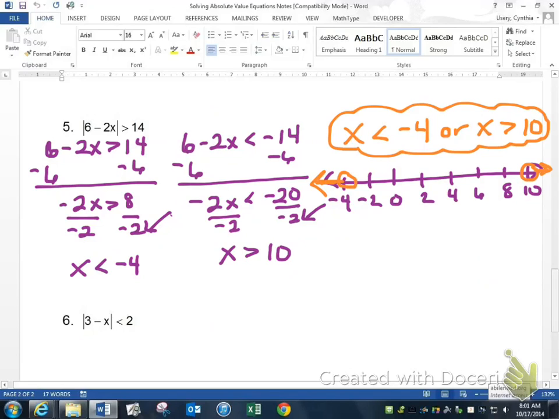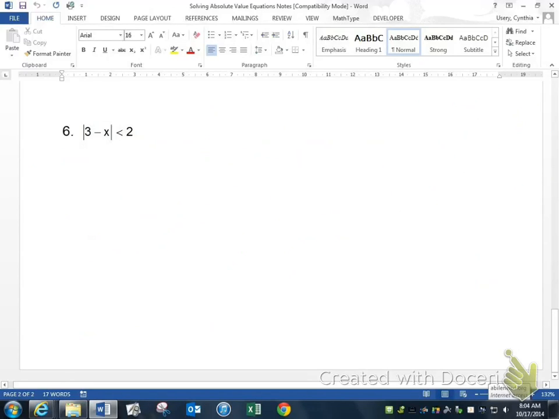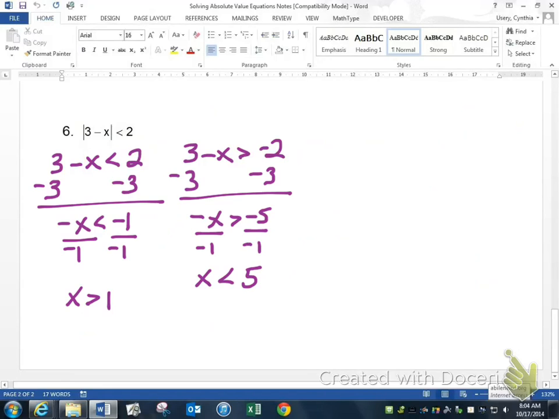Okay, make sure you ask questions if you're not sure about something. Let's look at number 6. On number 6, we have 3 minus the absolute value of 3 minus x is less than 2. So we're going to write two inequalities. 3 minus x is less than 2, and 3 minus x, we have to flip it around, is greater than negative 2, and we're going to solve both of them. Remember, when you divide by a negative, don't forget to flip your symbol around. So go ahead and solve those.